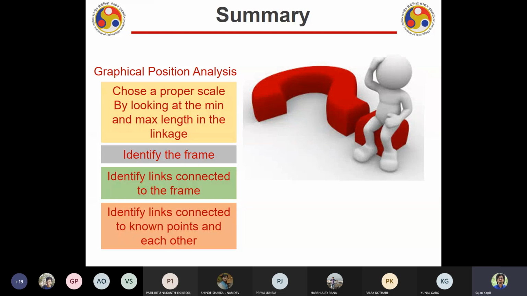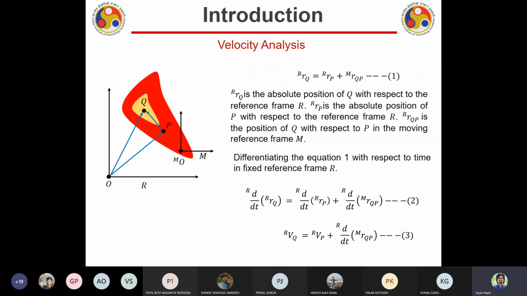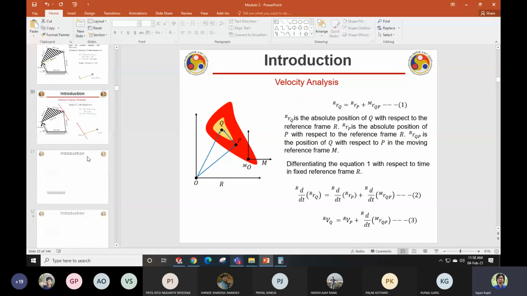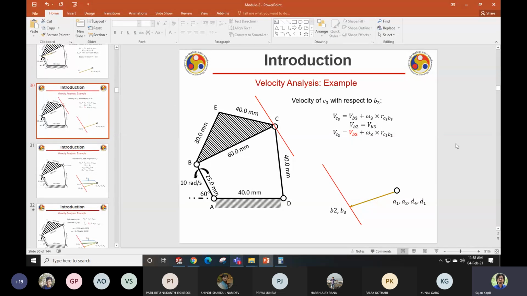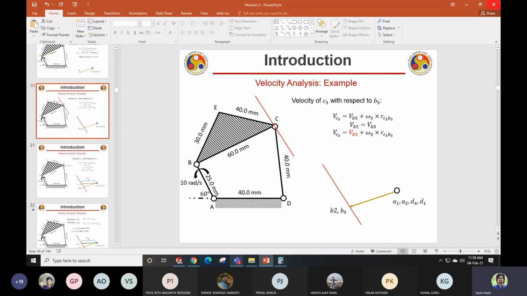Can you see this now? So yes, these are the steps. I have already said it, so you can just note it down or take a screenshot. Anyway, I'm going to share the slides of module 2 today. Now tomorrow we shall discuss the velocity analysis, first the graphical method, and of course then the analytical method of the velocity analysis. That will not be on Monday, because Monday we have a quiz. On Wednesday, let us discuss the velocity analysis.